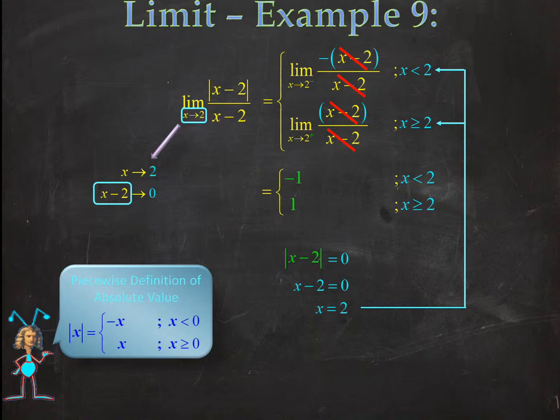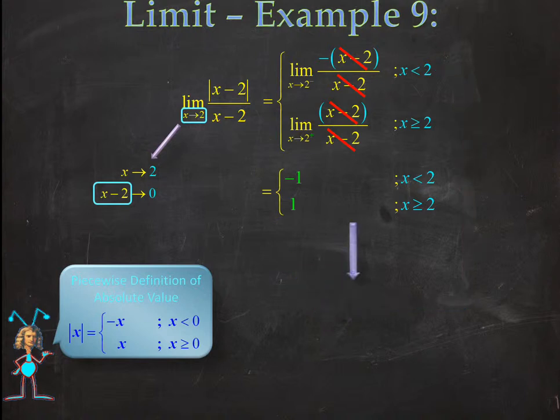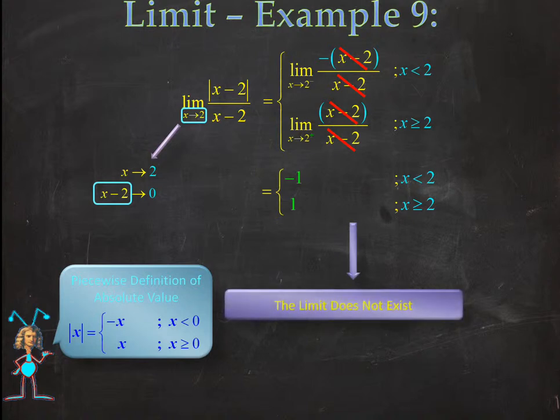Well, hang on a second. We're trying to figure out the limit as x goes to 2, and it's telling me that I have two possible answers. Well, my limit can only exist if I have one answer, not two answers. So in this example, our limit does not exist. We have two possible answers.